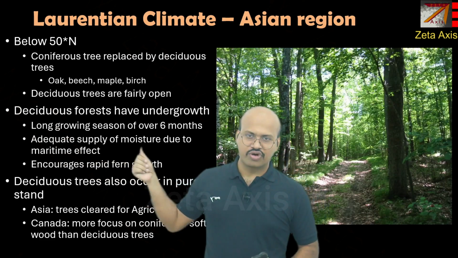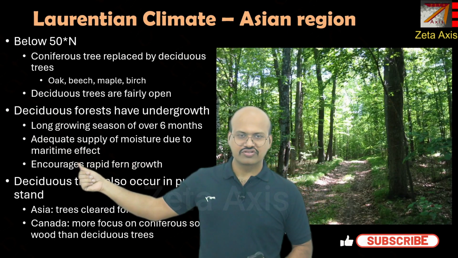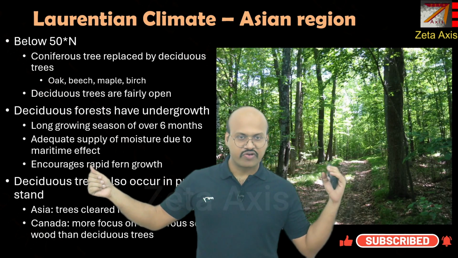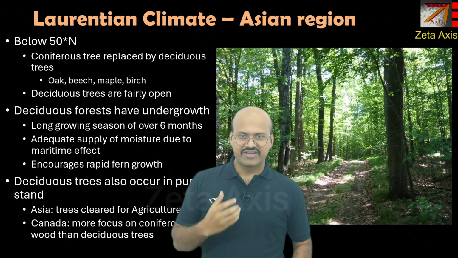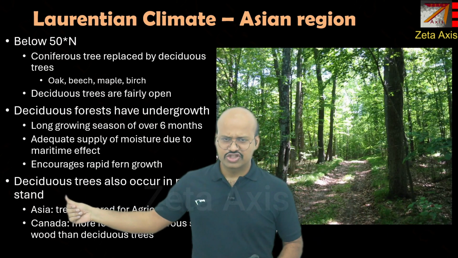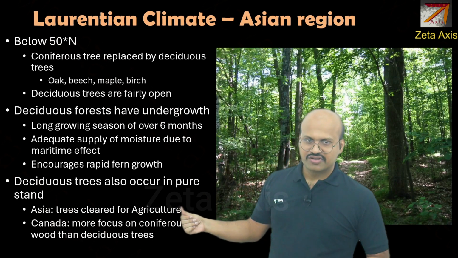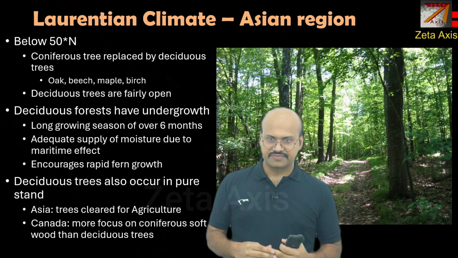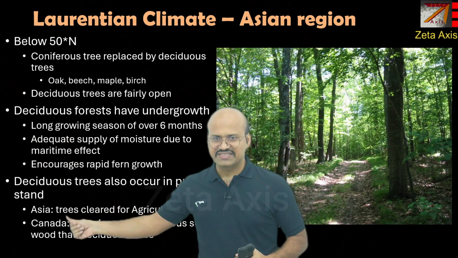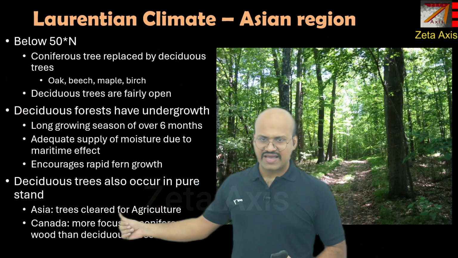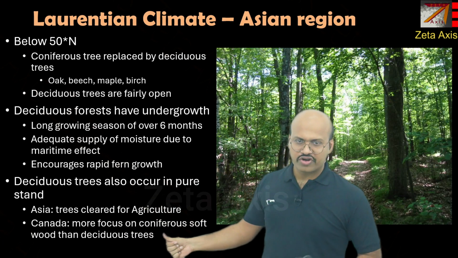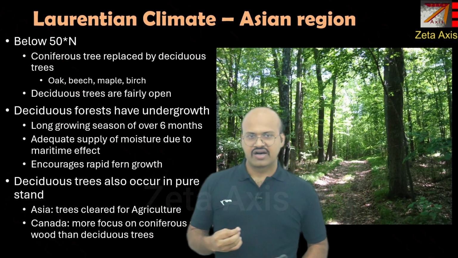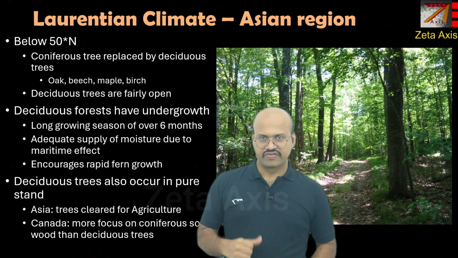Adequate supply of moisture due to maritime effect. Because of the oceans nearby, we saw that there was rainfall, so it gets an adequate amount of moisture. That is why we see the undergrowth. Deciduous trees also occur in pure stand. Pure stand means that single species trees can be seen in an area. Now Asian trees are cleared for agriculture, while in Canada, the more focus remains on coniferous softwood. Therefore, deciduous trees are not generally lumbered or cut down over there.